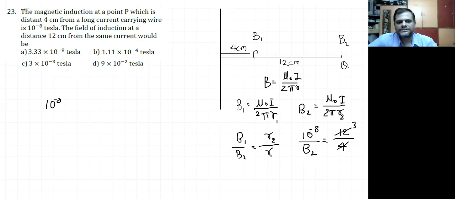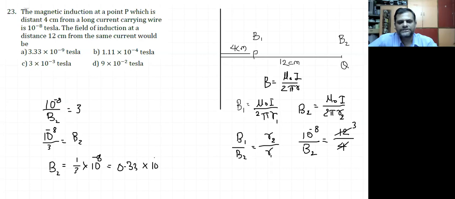10 raised to minus 8 upon B2 is equal to 3, which makes 10 raised to minus 8 upon 3 is equal to B2, and hence B2 happens to be actually 1 by 3 into 10 raised to minus 8 Tesla, which can also be written as 0.33 recurring into 10 raised to minus 8. But as there is no option like this, we can just shift the decimal point. So we can write it as 3.3 into 10 raised to minus 9, which is already there in option number A, which must be the correct one.